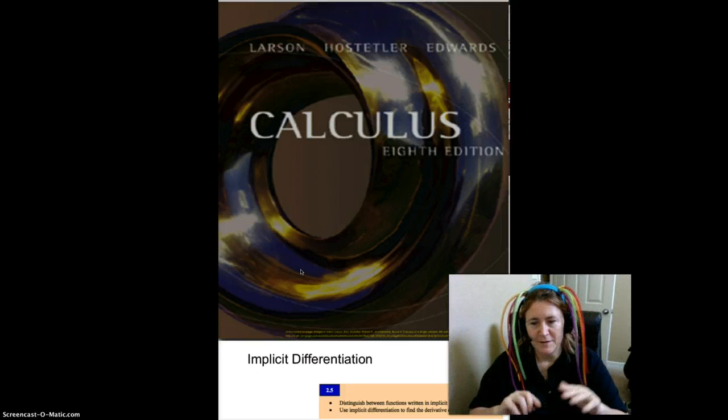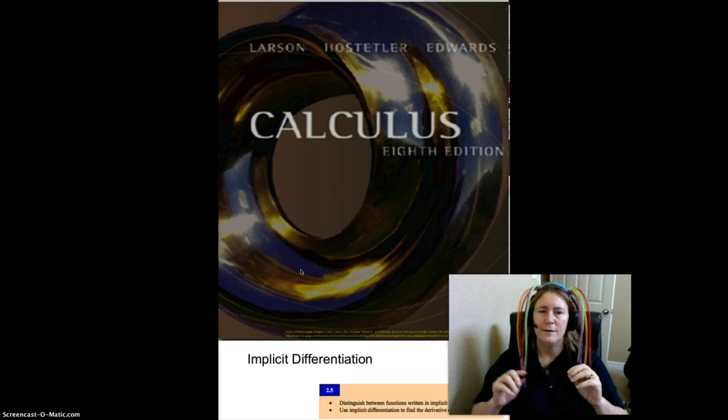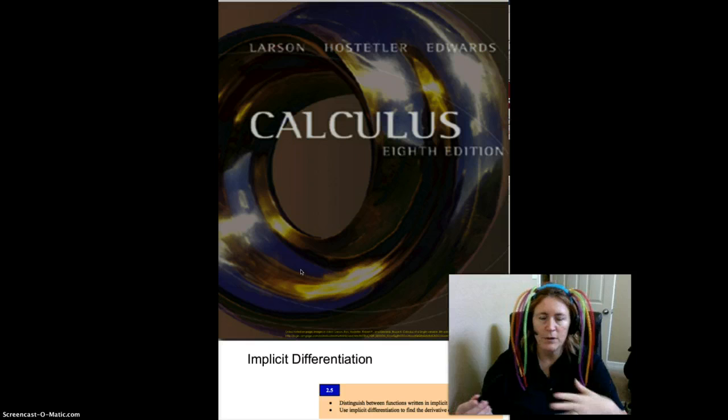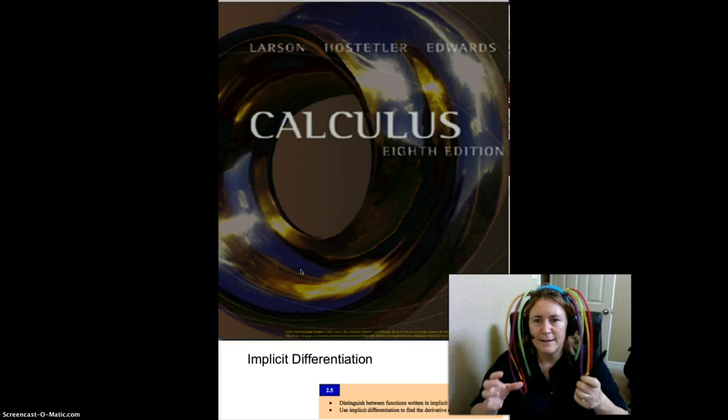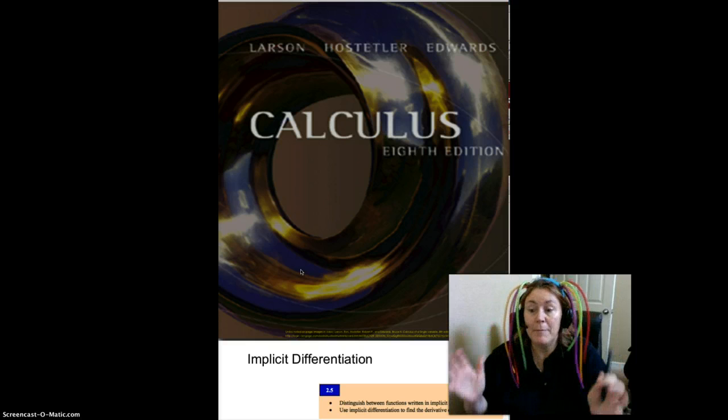I'm going to be honest, my students hate implicit differentiation, and I'm not really sure why. So when you get to class, maybe you can tell me whether you loved it or hated it, and why. To me, it's a really slick trick, and to me, most of mathematics is just a trick.